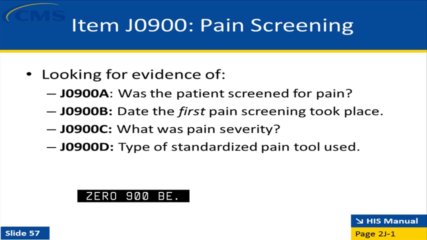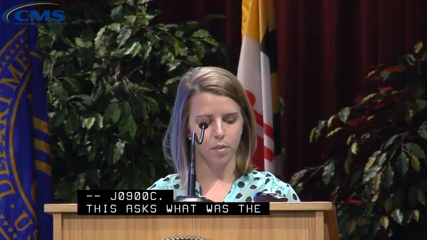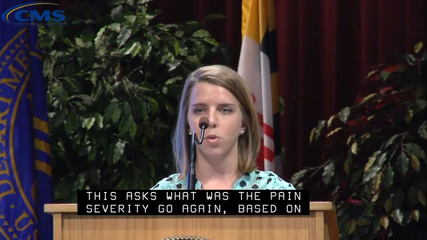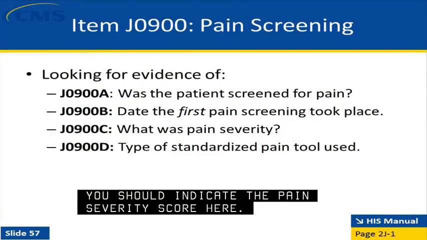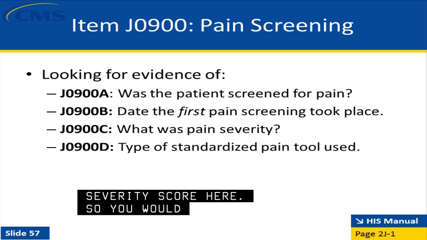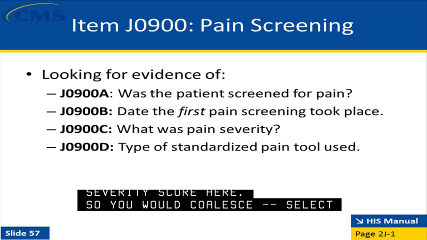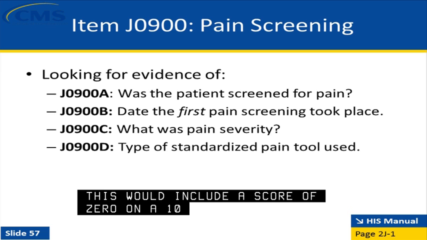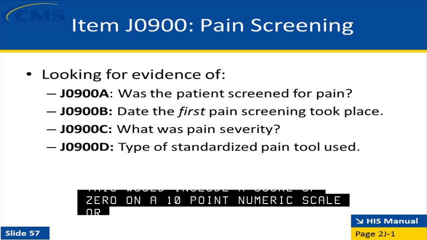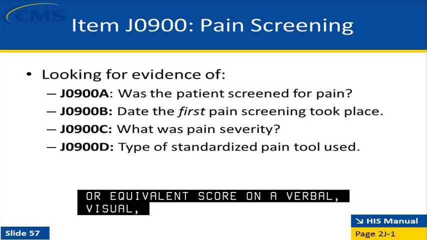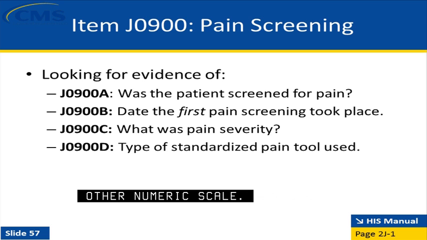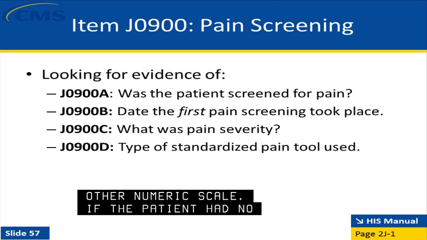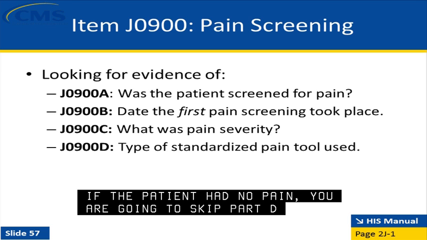J0900C asks, what was the patient's pain severity? Based on evidence in the clinical record, you should indicate the patient's pain severity score here in Part C of the item. You would select code 0 if the patient's pain severity score was none. This would include a score of 0 on a 10-point numeric scale, or an equivalent score on a verbal, visual, staff observation, or other numeric scale. If the patient had no pain, you are going to skip Part D of the item and move on to item J2030, the screening for shortness of breath item.